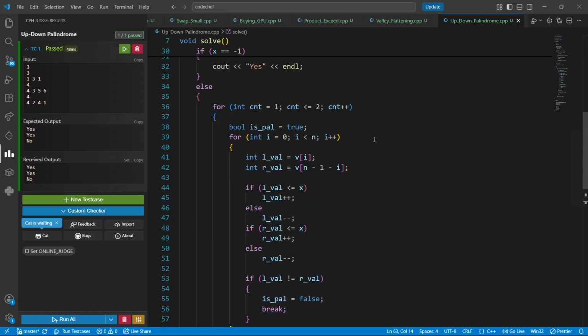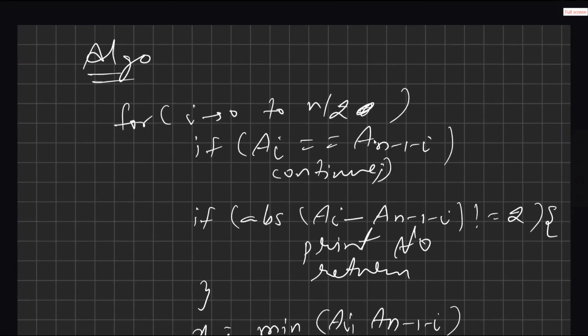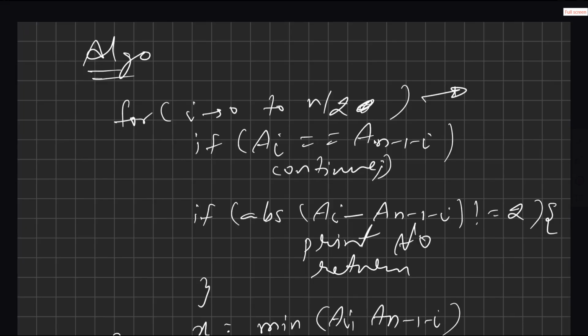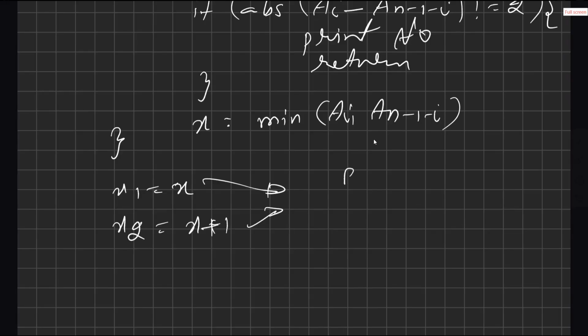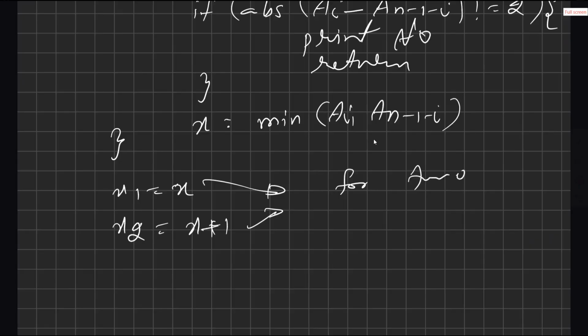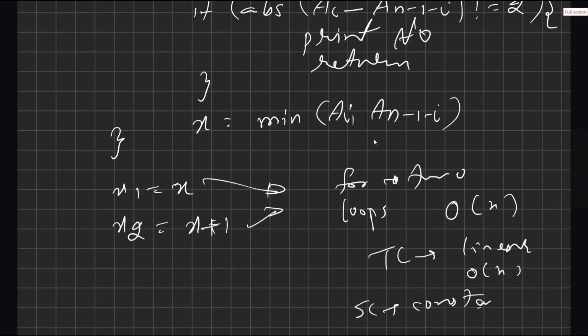Let's try to analyze the time and space complexity. If we see the algorithm, this for loop is executing just n by 2 times. Once we get the x, we had two for loops basically, so it was running over n time. So here the time complexity is linear and the space complexity is constant because we are not using any extra space.